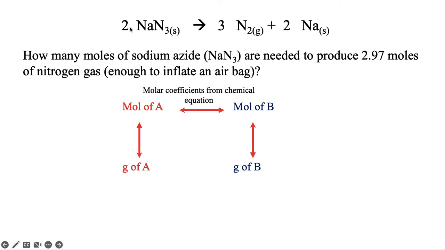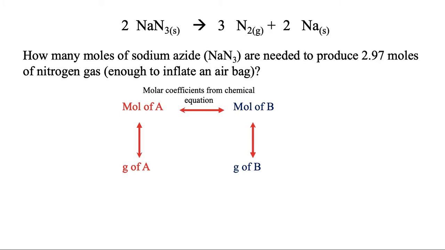Then once you balance it, you can see that these numbers in front of each molecule, these are called coefficients, molar coefficients, and that's because they give me molar amounts for each molecule. So I can read this as 2 moles of sodium azide can decompose to give me 3 moles of nitrogen gas and 2 moles of sodium solid. So these give me amounts of moles. And then I can relate moles of one compound to moles of another. Think of this as an arrow, but you can think of it as an equation, really, where you relate moles of one to moles of the other.